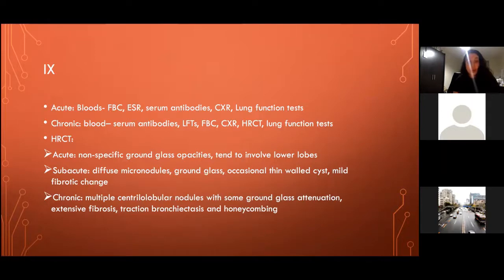Now high resolution CT is more accurate than a chest x-ray. And so it can show different things in the different phases. So in the acute phase, you can get non-specific ground glass opacities involving the lower lobes. Subacute, you can get diffuse micronodules with a ground glass appearance, as well as some thin-walled cysts. And then in the chronic phase, you can get these nodules with ground glass attenuation, fibrosis, and honeycombing.